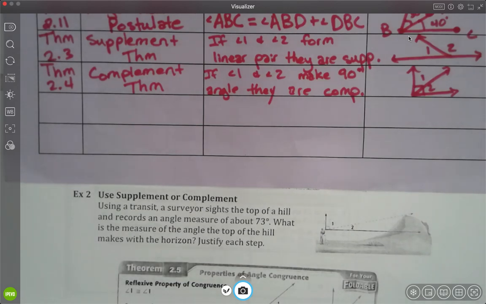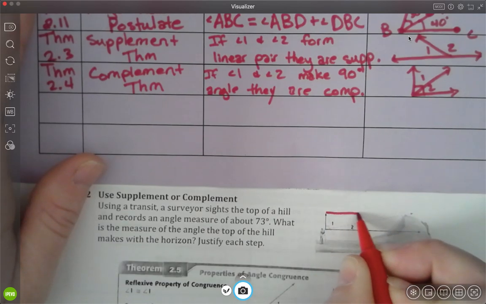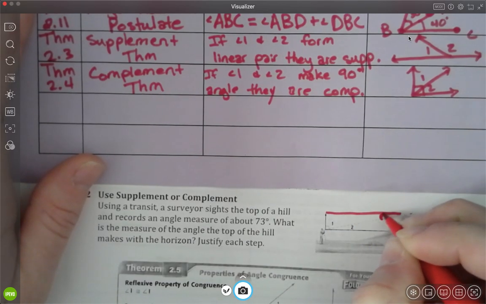They measure a 73 degree measurement. Let's see, records an angle measure of about 73 degrees. What is the measure of the angle of the top of the hill that it makes with the horizon? Okay, the top of the hill makes with the horizon. So here is this guy right here. They want to know this angle.